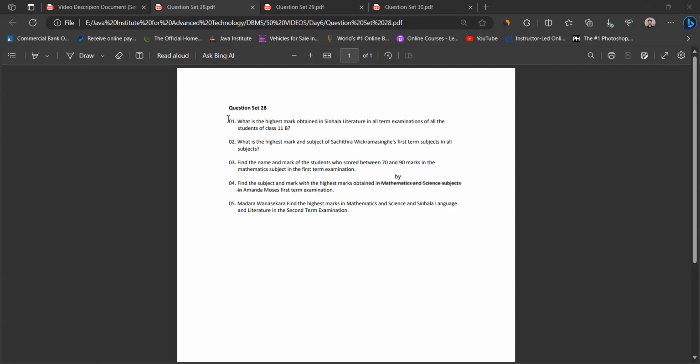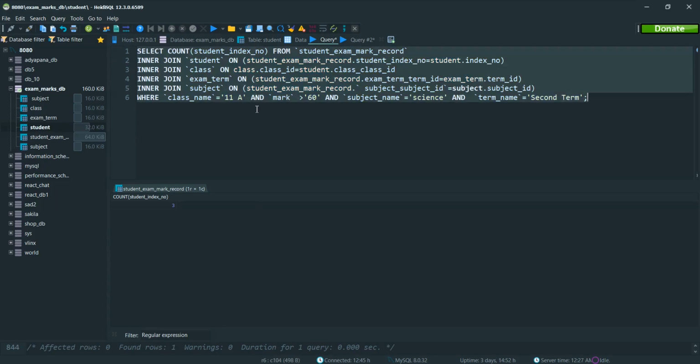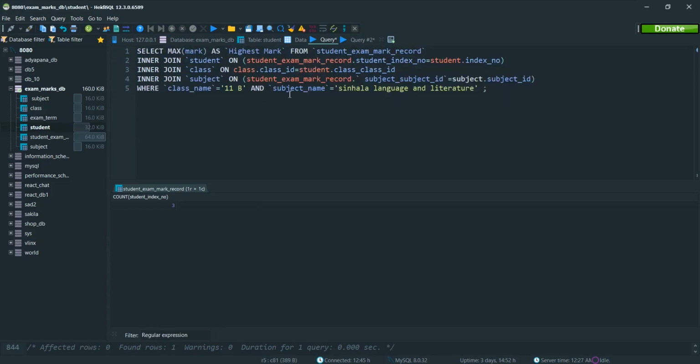Question 1. What is the highest mark obtained in Sinhala literature in all term examinations of all the students of class 11B? Here we have used the max function to get the highest number from the mark column.